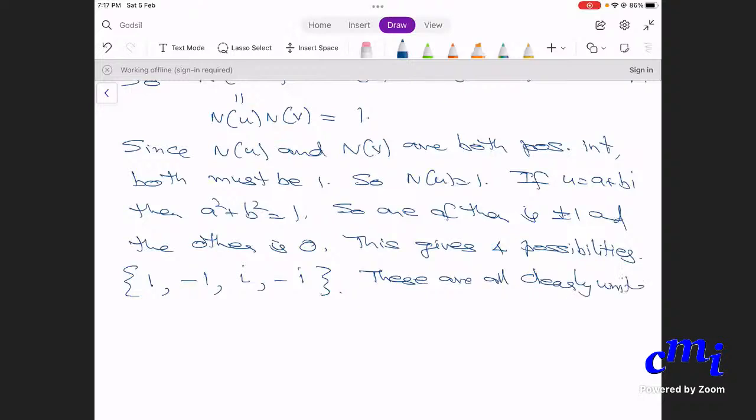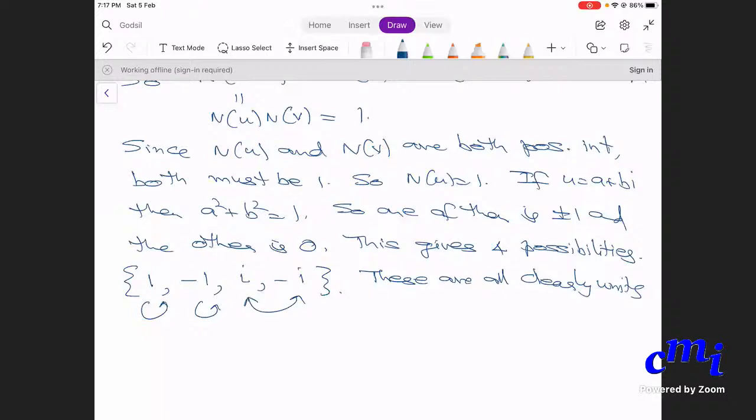These are all clearly units. Why are they units? The inverse of 1 is itself, the inverse of minus 1 is itself, the inverse of i is minus i, and the inverse of minus i is i. That is, i times minus i equals plus 1. And so all of these are units. So the units of Zi are these 4 elements. So this is somewhat more interesting than the previous cases, which were very simple.